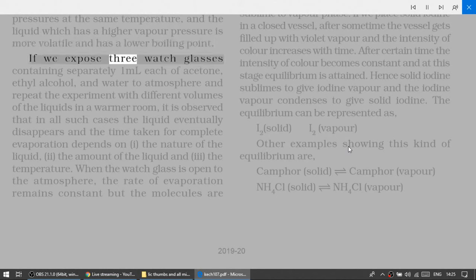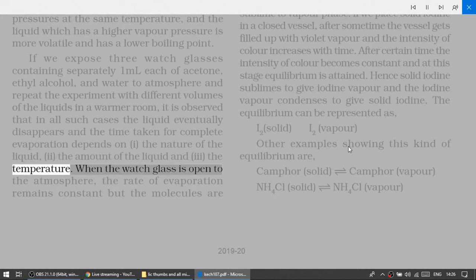If we expose 3 watch glasses containing separately 1 mL each of acetone, ethyl alcohol, and water to atmosphere and repeat the experiment with different volumes of the liquids in a warmer room, it is observed that in all such cases the liquid eventually disappears and the time taken for complete evaporation depends on: 1. The nature of the liquid, 2. The amount of the liquid, and 3. The temperature.